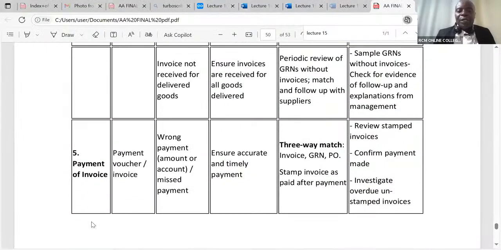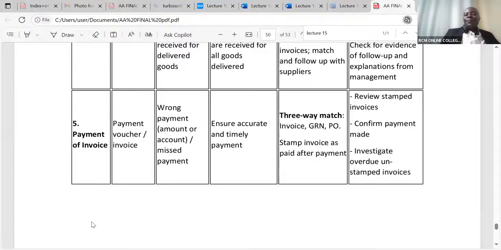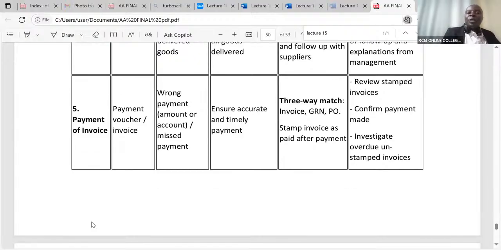Now, after that, ladies and gentlemen, we have here number 5, the last step, which now is payment of invoice. So payment of invoice, of course, I will pay this by raising a payment voucher against an invoice. So what could go wrong? Wrong payment, amount or account, or even a missed payment. So if we have control activities, the control activities objective will be to ensure accurate and timely payment.